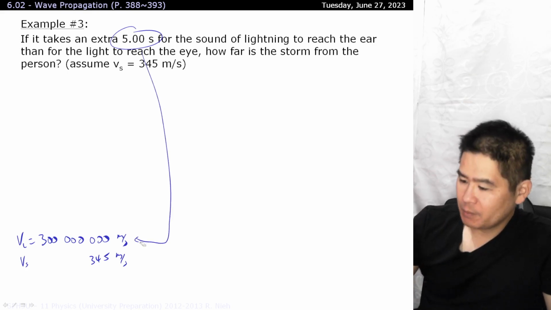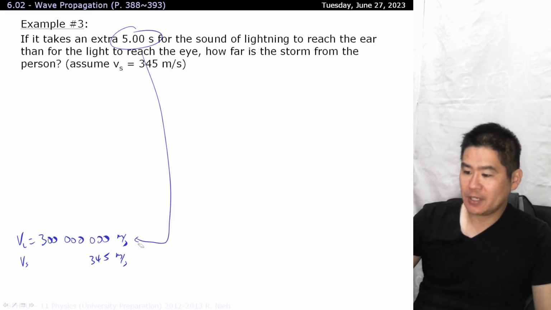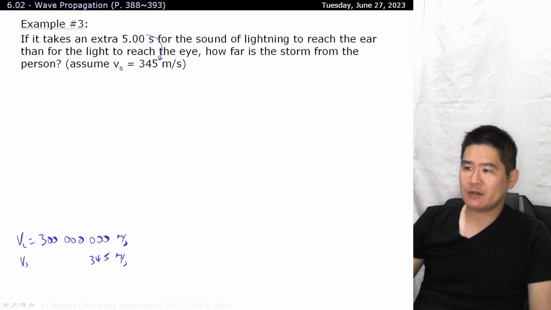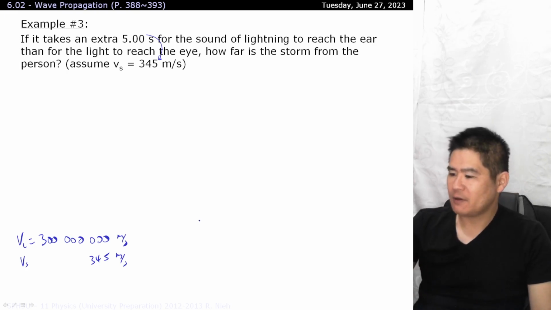All right, but we don't want to calculate 5 seconds times 3 times 10 to the 8, because that's just too huge of a number. So we're going to look at how it impacts the speed of sound itself, because that's where we're really going to see any differences measurably. All right, so 5 extra seconds.